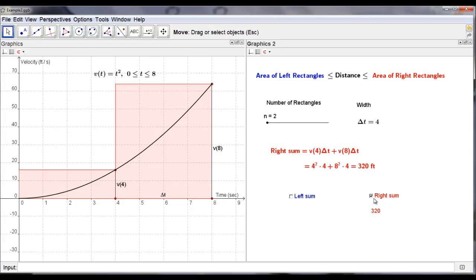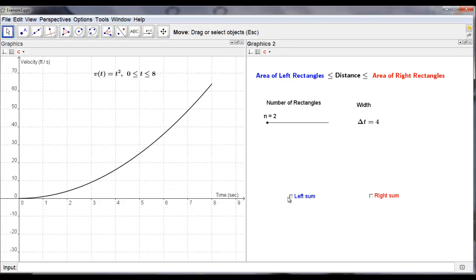Okay. Well, now let's look at what happens if we look at left rectangles. So now we're going to, again, have the interval divided up into two pieces, but now we'll build our rectangles by choosing heights determined by the value of the function at the left-hand endpoint of each interval. So the height of the first rectangle will be v of 0, which is 0 squared or 0. So this first rectangle happens to have a height of 0. And the height of the second rectangle is v of 4.